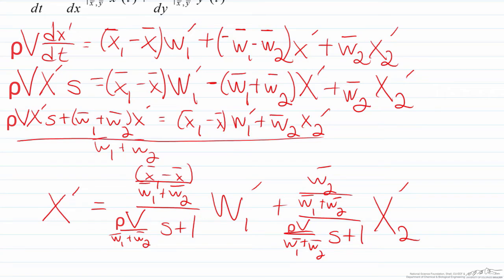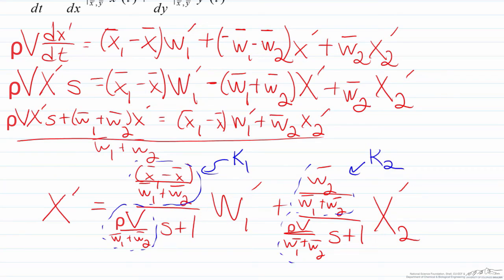As a note, what we'll now do for simplicity's sake is we will recast the two terms in the numerator for w1 and x2. We'll recast as the gains k1 and k2. And both denominators have the same time constant, so therefore that will just be tau.